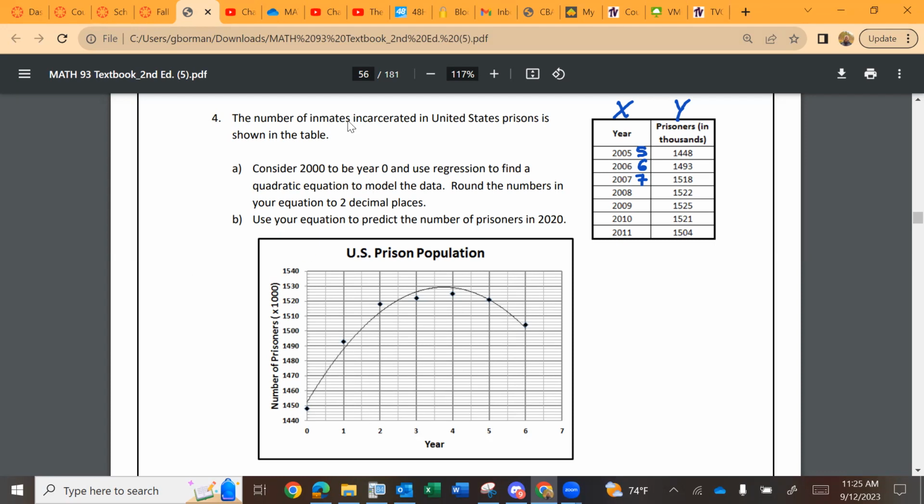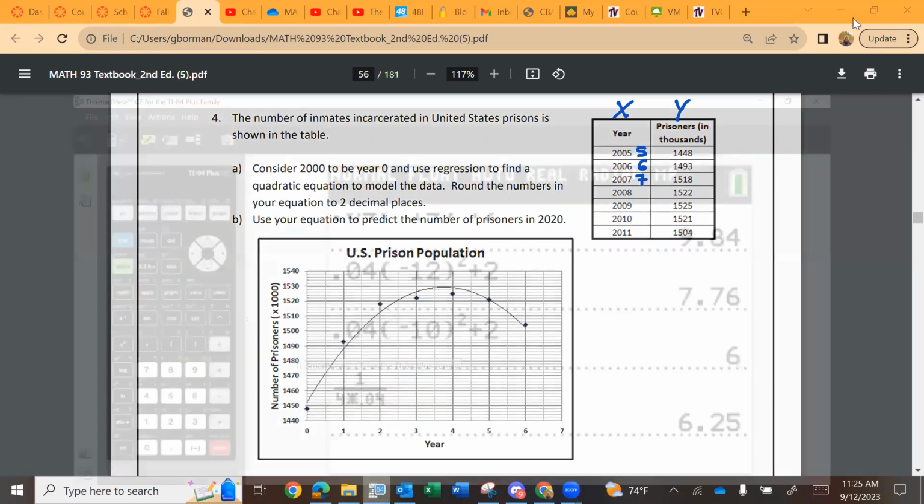All right. So use regression to find a quadratic equation to model the data. I think we can see that they've already found the graph of that equation they're looking for us to find. We're going to do this like we did before for linear regression, except we're just going to pick a different option on the calculator for quadratic.